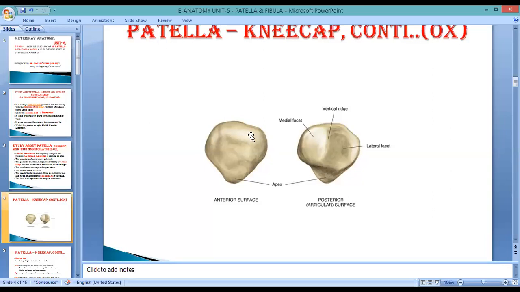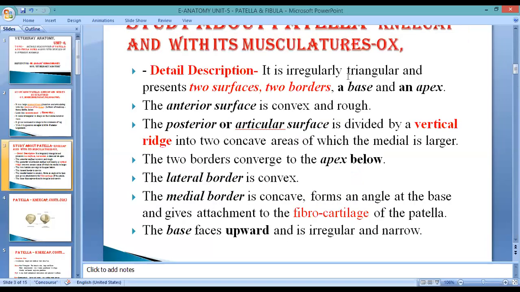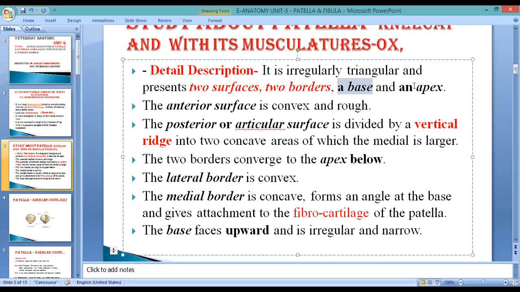For the description of the patella, it contains two surfaces, anterior surface and posterior surface, two borders, this is the lateral border and this is the medial border, and a base and apex. This anterior part, completely in the triangular form, is the apex, and opposite to this is known as the base. So this is clear. Now for the description, it is a triangular bone, and contains two surfaces, two borders, a base and an apex.